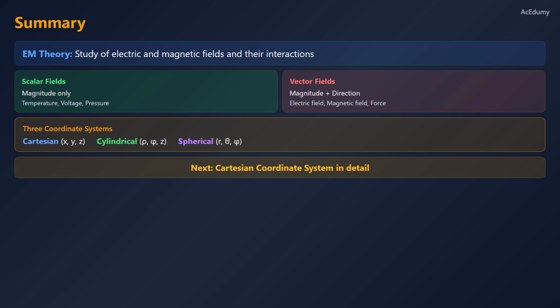Let's recap. Electromagnetic theory studies electric and magnetic fields and their interactions. We distinguish between scalar fields, which have only magnitude, and vector fields, which have both magnitude and direction. We will work in three coordinate systems, Cartesian, cylindrical, and spherical, each suited to different symmetries. In the next lesson, we will dive deep into the Cartesian coordinate system.